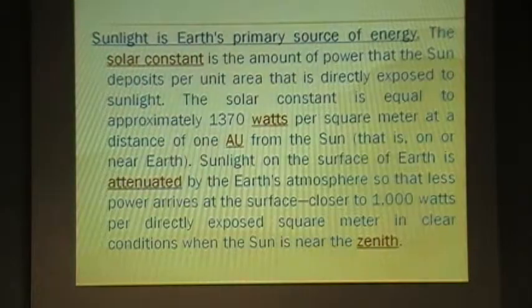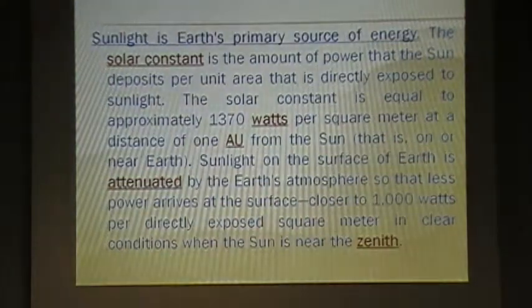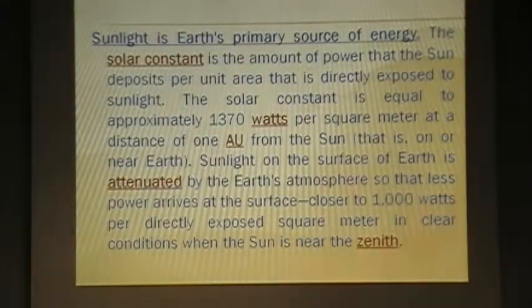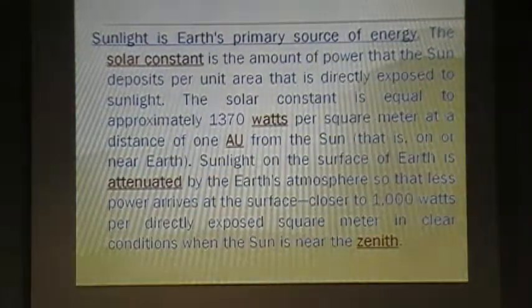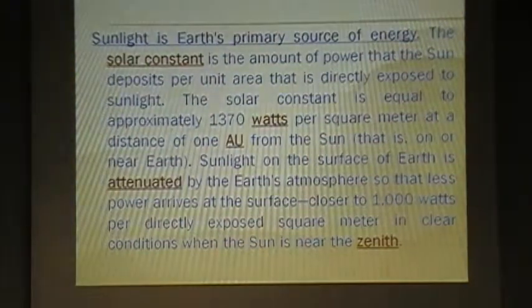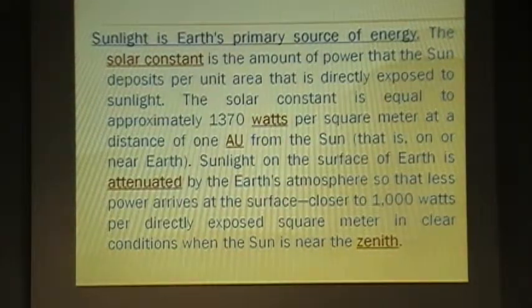Sunlight on the surface of Earth is attenuated by the Earth's atmosphere. Attenuated means made thin. By the Earth's atmosphere, so that less power arrives at the surface, closer to 1,000 watts. That's the whole purpose of the ozone, to cut down on that amount of power. And when you think about that, we are being protected. You know, when you think about the position of the Earth from the sun, we are, as that old television show said, third rock from the sun. Okay? I mean, that's like hundreds of thousands of miles away, but we still need to be protected from its energy. That's supposed to teach us something.